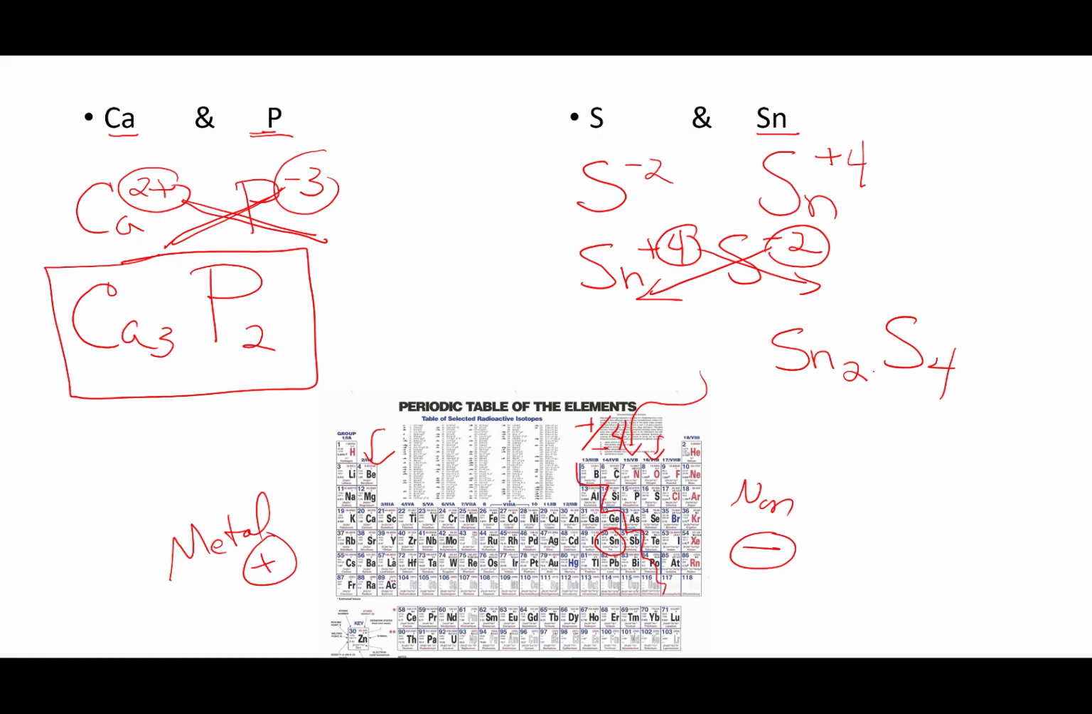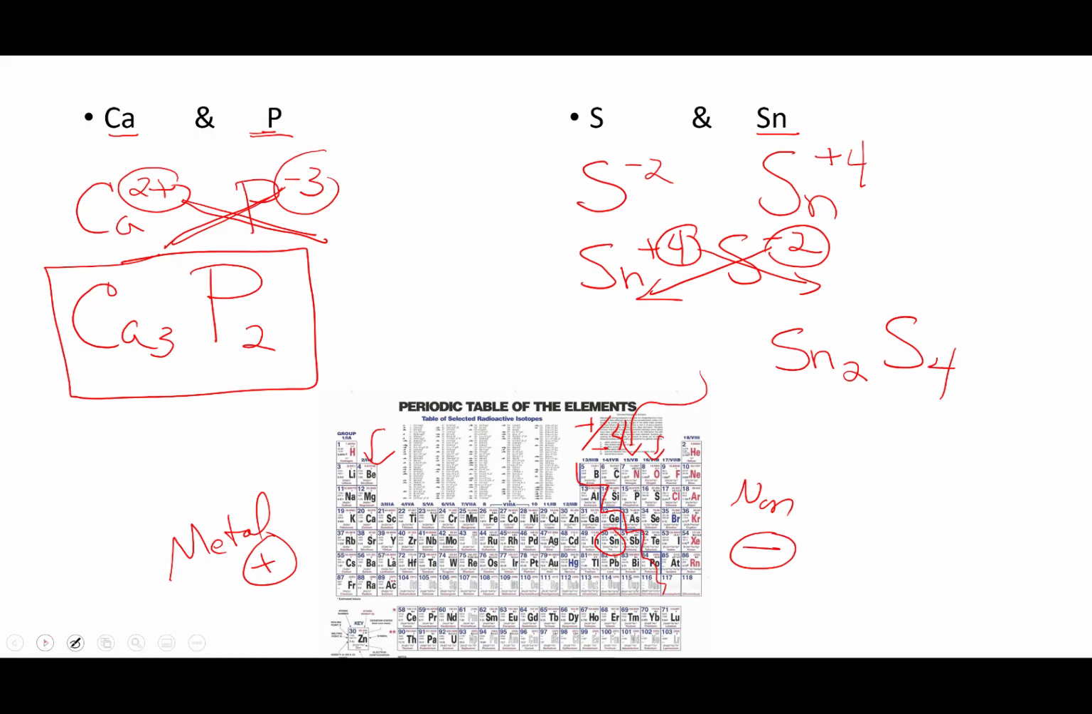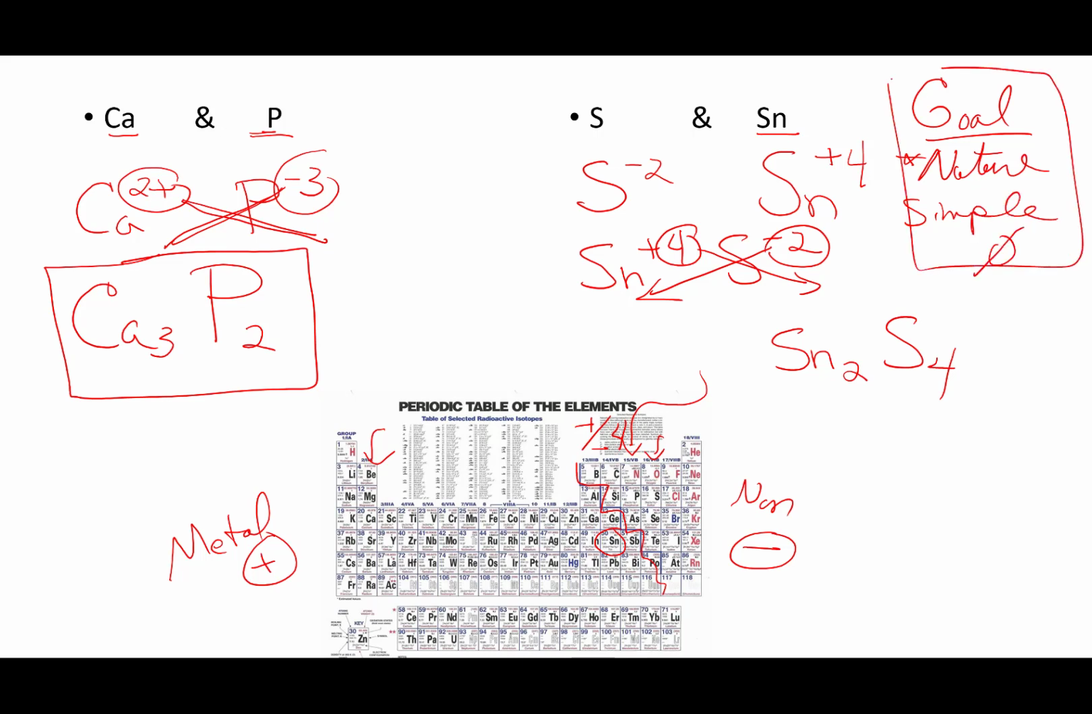S4. Are we done? No, we're not, because there's one more step that we have been ignoring because we haven't needed it till right now. This one, is there a common denominator? All right, here's the situation we're talking about. This crisscrossing, ladies and gentlemen, is just a trick. It is a fast way of ionically bonding. But our goal, the ultimate goal, is to predict what nature is going to do. And what nature is going to do is come up with a simple package with a net charge of 0. And we want to predict that.